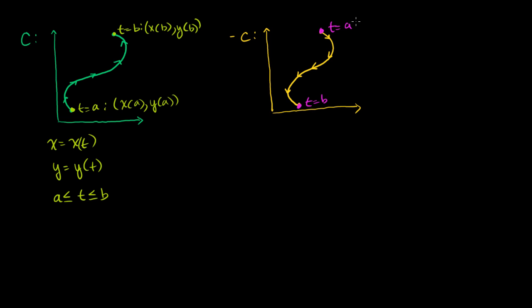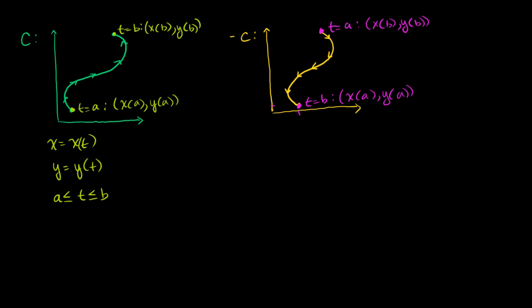So when t is equal to a, I want my coordinate to still be x of b, y of b. When t is equal to a, I want a b in each of these functions. And when t is equal to b, I want the coordinate to be x of a, y of a. Right? Notice they're opposites now. Here t is equal to a, x of a, y of a. Here t is equal to b, our endpoint. Now I'm at this coordinate x of a, y of a.